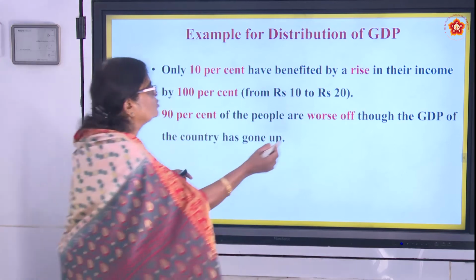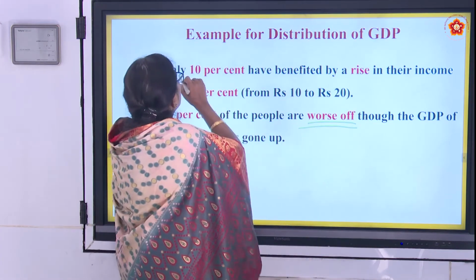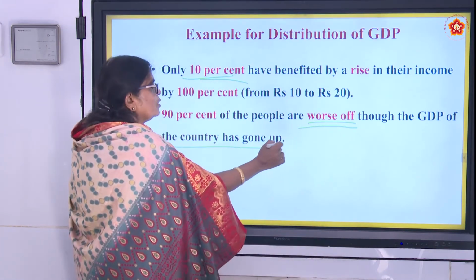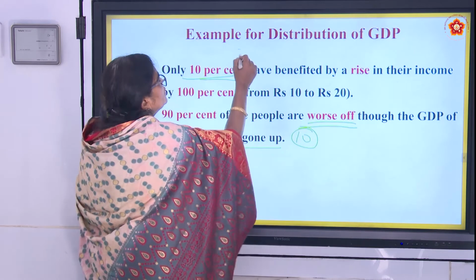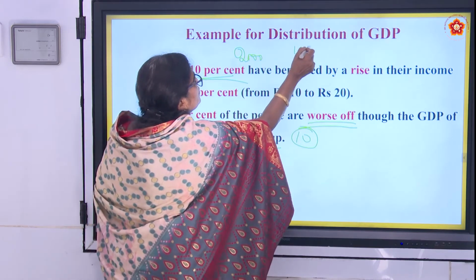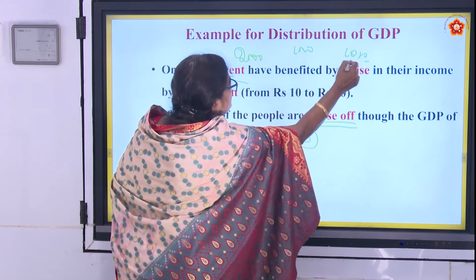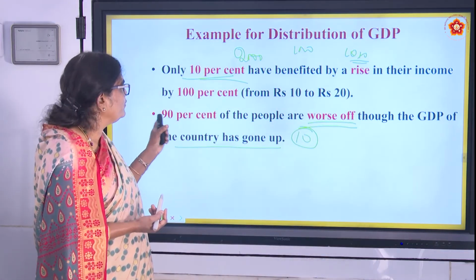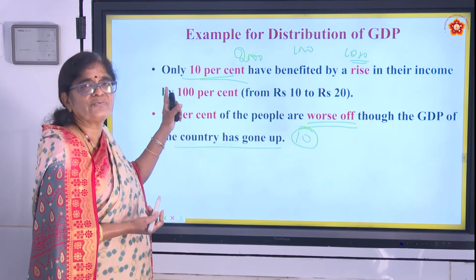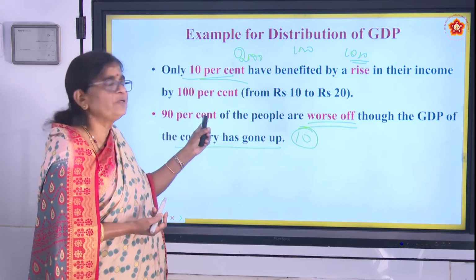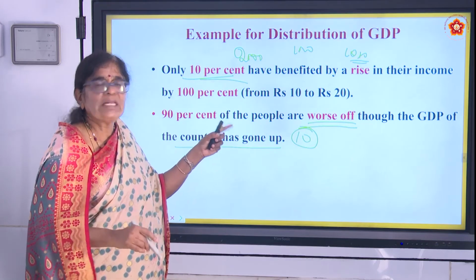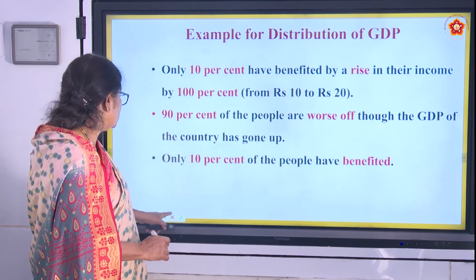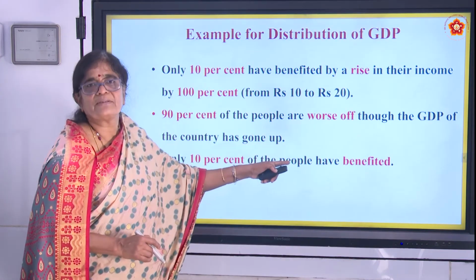90% of the people are worse off. Only 10% of the people are better off, though the GDP of the country has gone up by 10. Why? In 2000 it was 1000. In 2010 it was 1010. By 10 it has gone up. But if we see how many have benefited, only 10% have benefited because of the double income, and 90% are worse off because of the decline from 10 rupees to 9 rupees. Therefore, what we can say is only 10% of the people benefited.